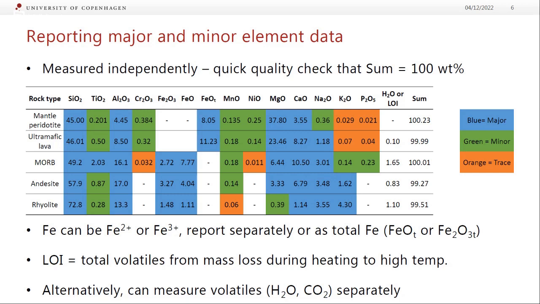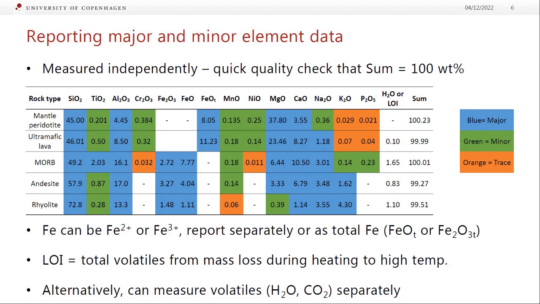In a lot of more modern methods, they're just lumped together, because the methods we're using don't distinguish. So it's either reported as FeO-T, where we assume that all of the iron is in a 2+ state and then give the composition, or Fe2O3-T, which is just saying total, where we assume it's all in a 3+ state and give it like that. So you might see it reported in these different ways.